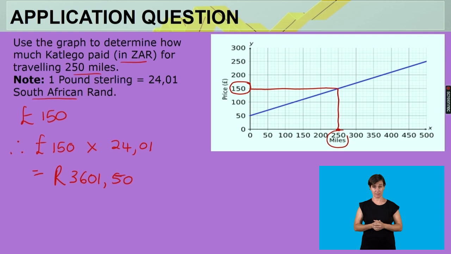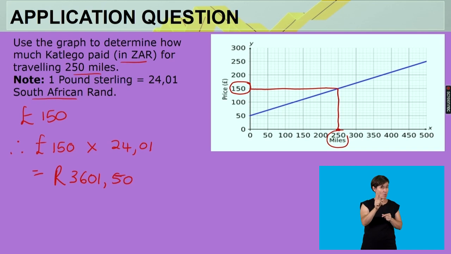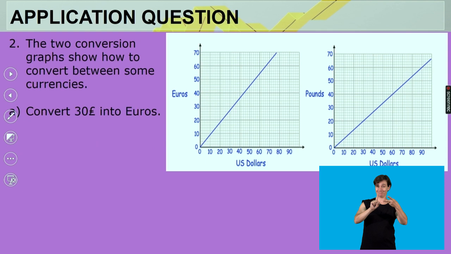Guys, are we all clear on that? First, I found 250 miles. What did he pay in the UK? We established it's 150 pounds. Then I took the note here, the conversion that says £1 equals 24 Rand 1 cent. So I took the 150 pounds, I multiplied by the rate of 24 Rand 1 cent, and I ended up with a cost of 3,601 Rand and 50 cents. All right. Let us move on and see what is our next question.